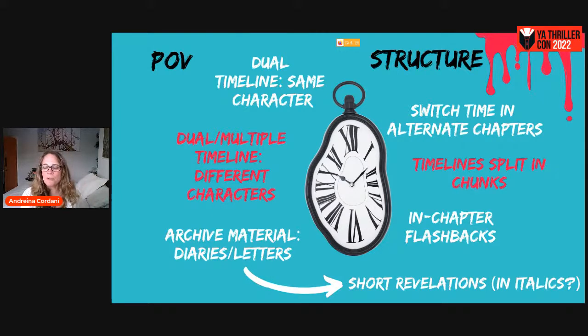So you can switch time in alternate chapters, or every few chapters, whatever, or you can do timelines split in chunks. So you've got 50 pages or 20 chapters from one person's point of view, and then you get to part 2 and you switch perspectives and you switch timelines. Or you can have in-chapter flashbacks. Obviously flashbacks are really common. Everybody uses them for a few paragraphs when you're going to fill something in.